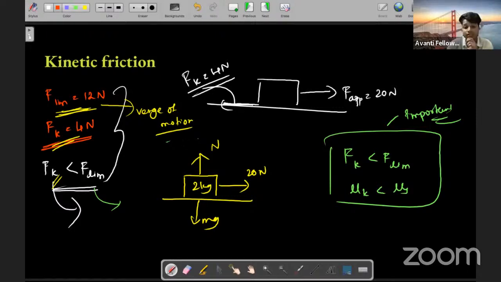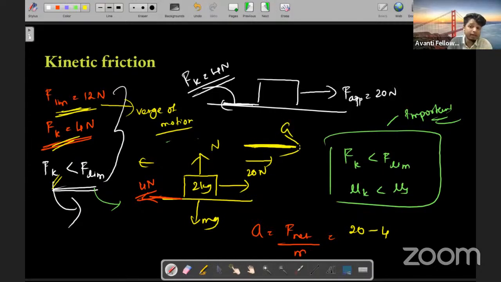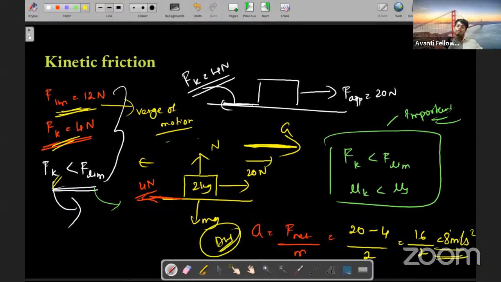Since the body is in motion, along this side there is this 4 Newton force acting. So you know that acceleration is equal to F net divided by mass. F net is 20 minus 4, since 20 is greater than 4. 20 minus 4 divided by 2, that is 16 by 2, which is 8 meter per second square. And that is the right answer. Did you get it now? F is equal to m into a. That is the concept that we applied. That is the second law of motion.